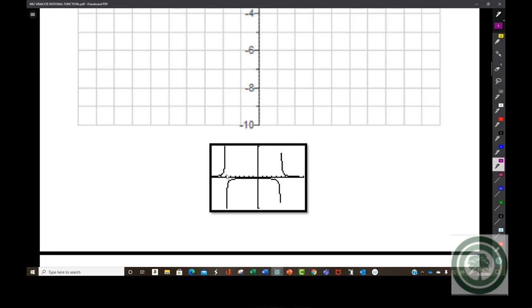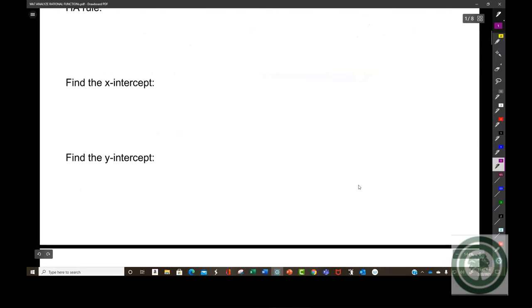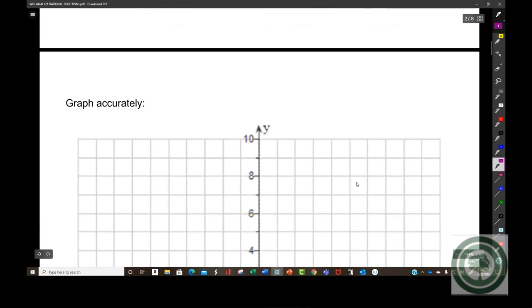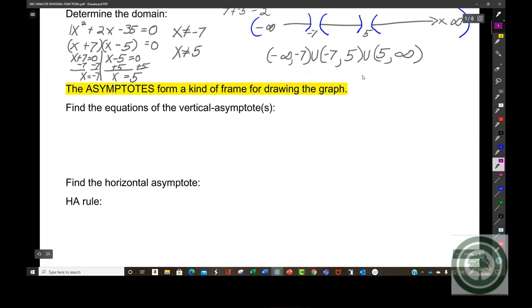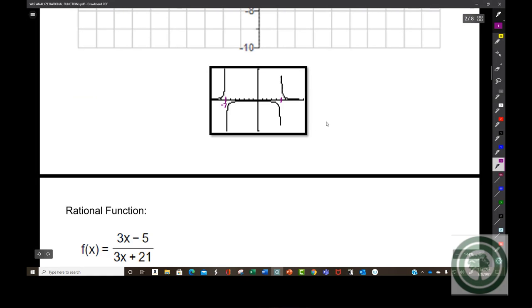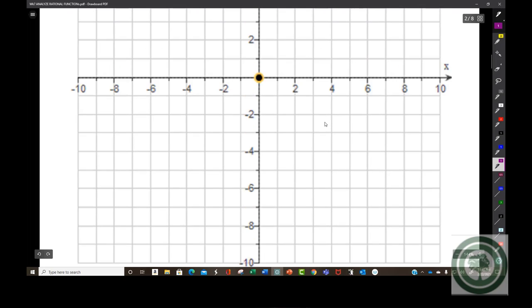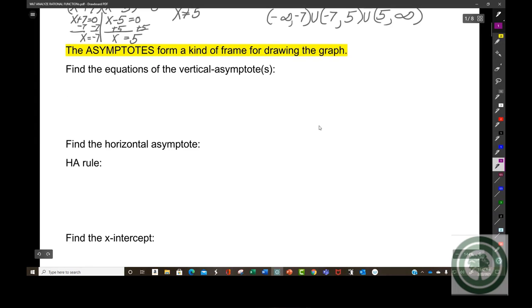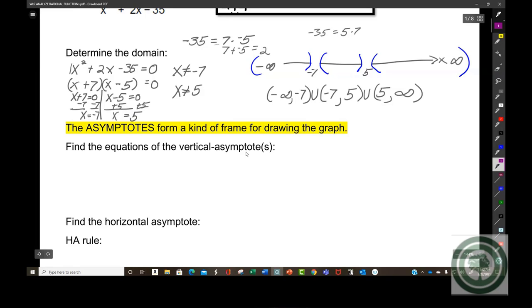This is the 0 that got taken out, negative 7. And this, 1, 2, 3, 4, 5. This is the 0 that got taken out. Oh, yeah. So notice that just like you have three parts to the domain, we have three parts to the graph. And now we need to build a wall between the parts. That's what the vertical asymptote does.